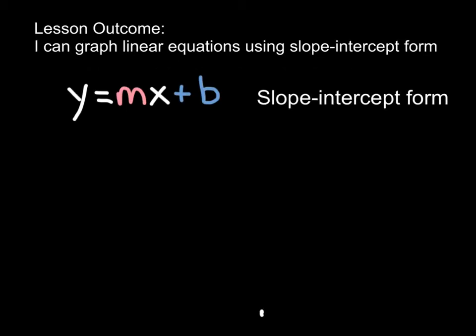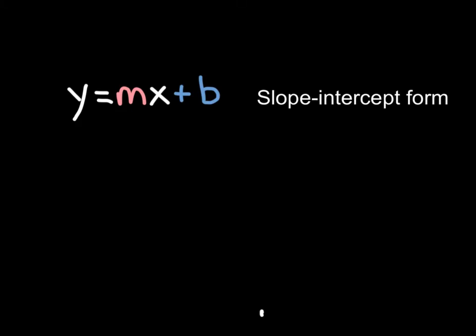The lesson outcome for this video is, I can graph linear equations using slope-intercept form. What you see in front of you is an equation that is in slope-intercept form. The reason it is called this is because of the slope and the intercept, and we have to be specific about what intercept this is, by the way. It is the y-intercept. I kind of wish that it was called slope y-intercept form, but standard verbiage is slope-intercept form.